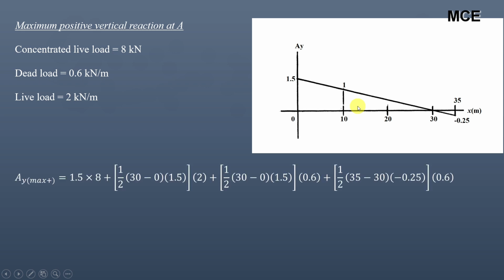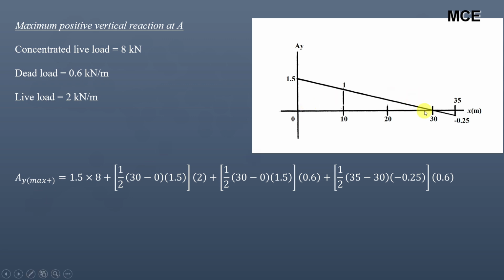Okay, so maximum positive vertical reaction at A, concentrated live load will be placed at 0 meters, so its magnitude will be 8 multiplied by the ordinate of the influence line, so 1.5 into 8. And live load, this will be placed from 0 to 30 meter, and its magnitude will be the area of this triangle multiplied by the magnitude of the live load. Okay, so for the unit load, you have to multiply the unit load with the area of the influence line diagram.